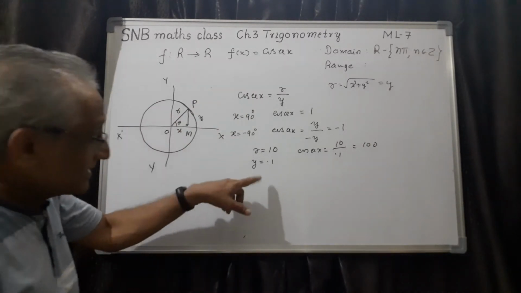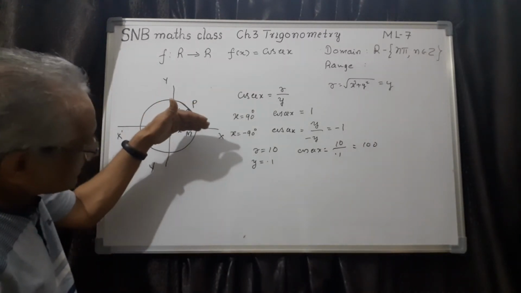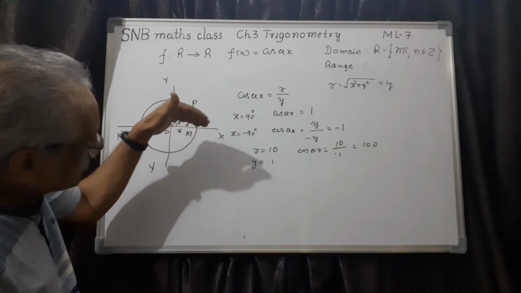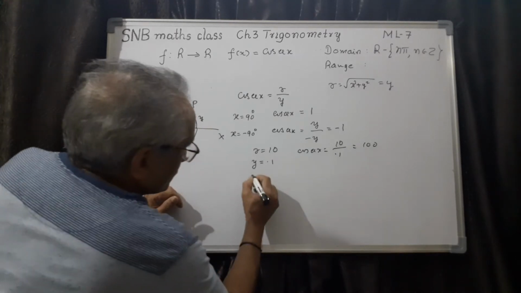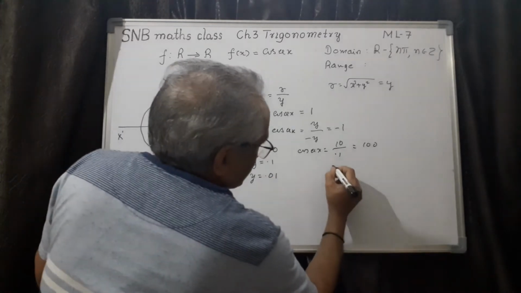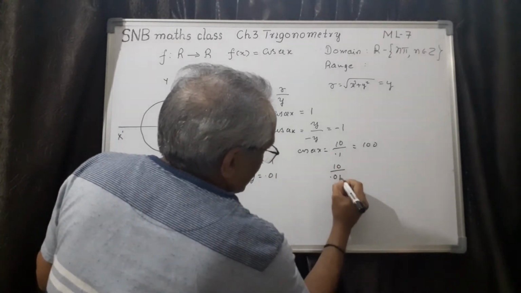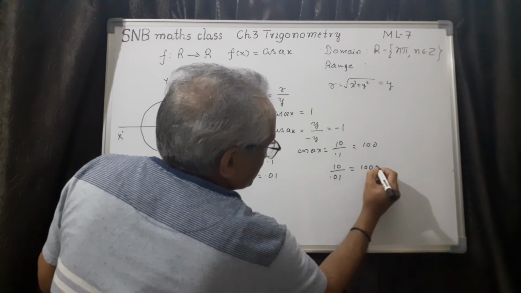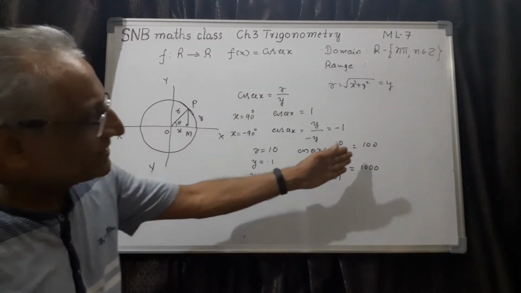Then suppose you decrease y further. That means it is approaching towards x-axis further. Say you take for example y equal 0.01. So this becomes 10 divided by 0.01. This becomes 1000. It is very clear now.